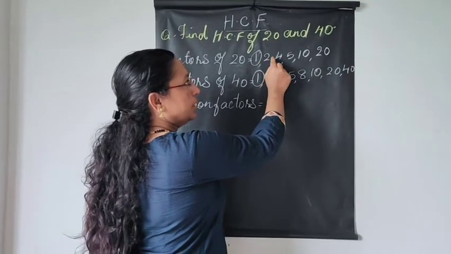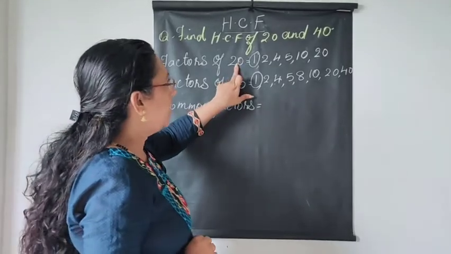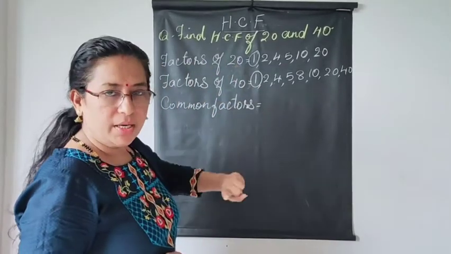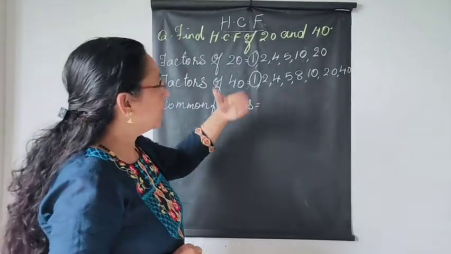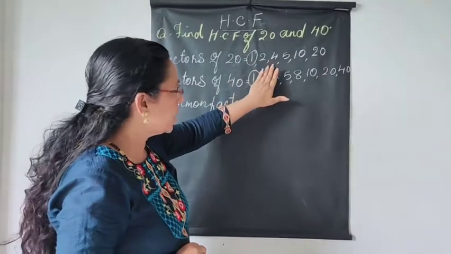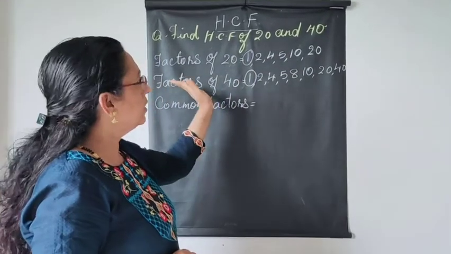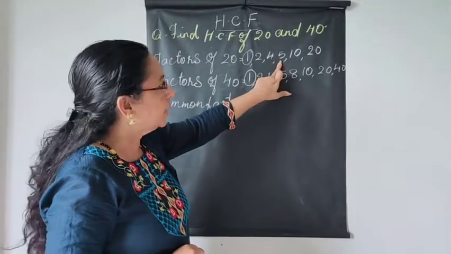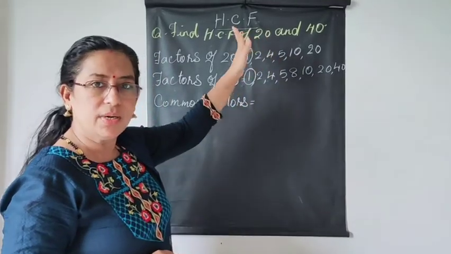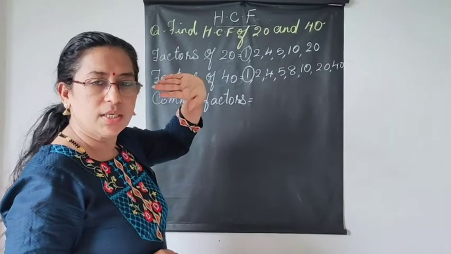1, 2, 3. We found 3 is not able to divide 20 without remainder. So we cannot take 3. Now the next number is 4. 4 5s are 20. So 4 we can write. Next number 5. Yes, 5 4s are 20. Again we can write 5 as a factor. Next 6. Is it possible? No. 6 is not in 20's table. So 6 we cannot take.